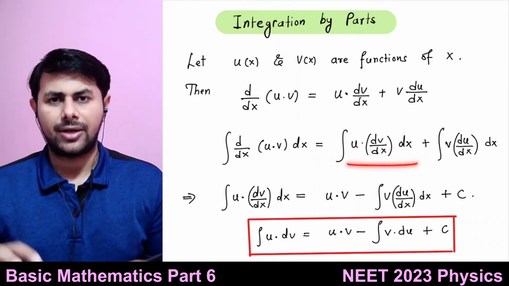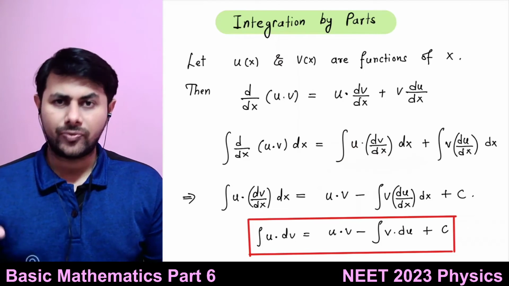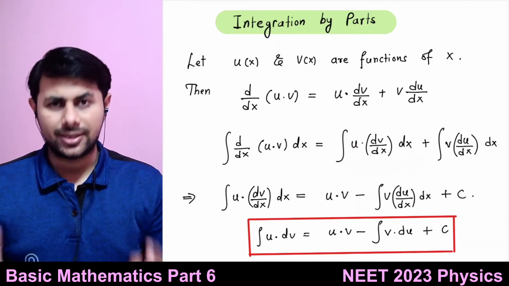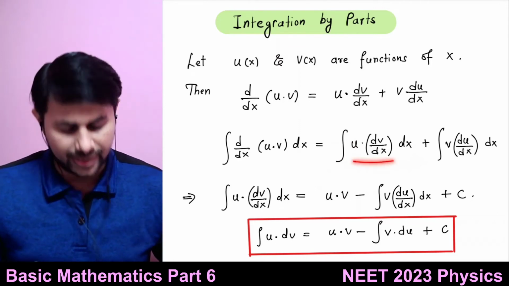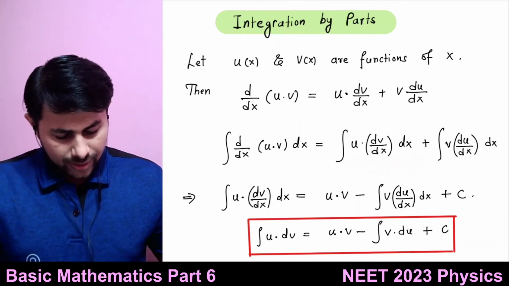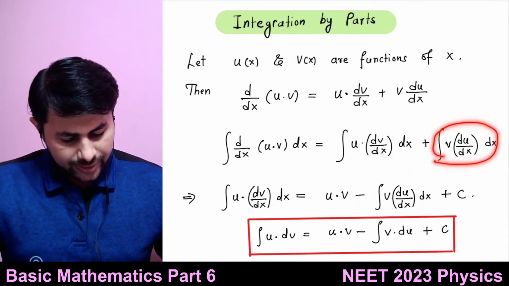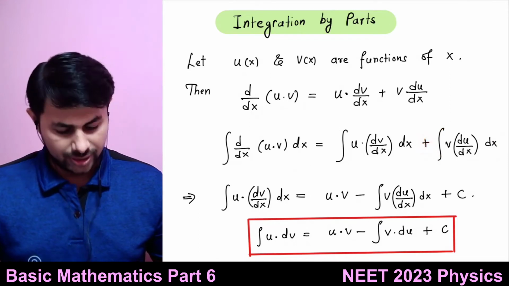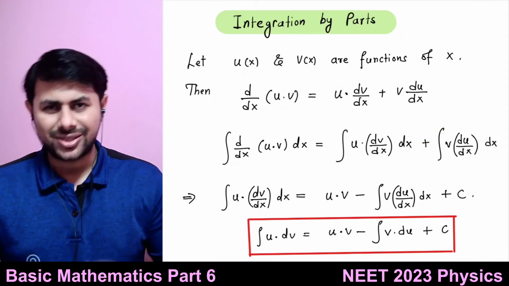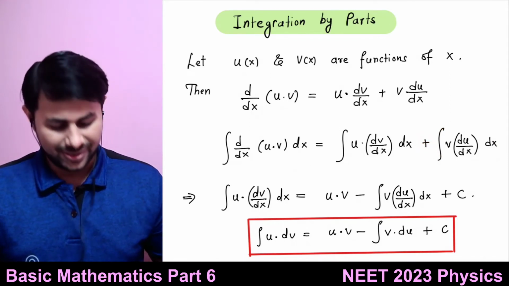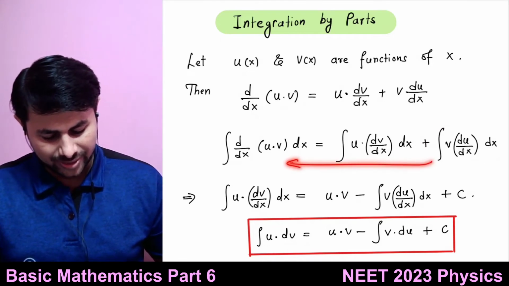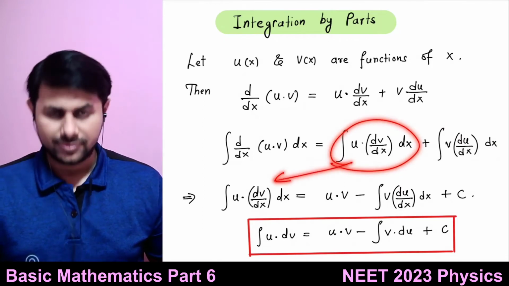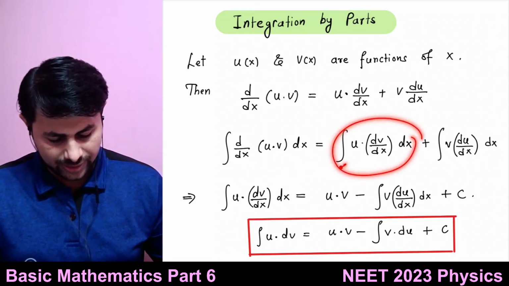That integration I want to take. I have multiplication of one function multiplied by derivative of other function inside the integral sign. So this is my integrand. I will take this thing on the other side. On this side it has a plus sign, so on the other side it will have a minus sign. So I will write this thing first.